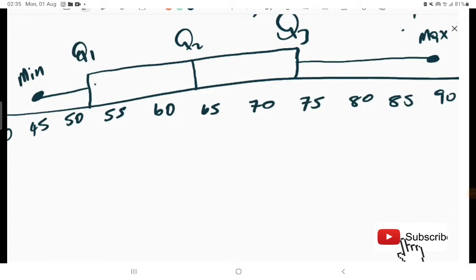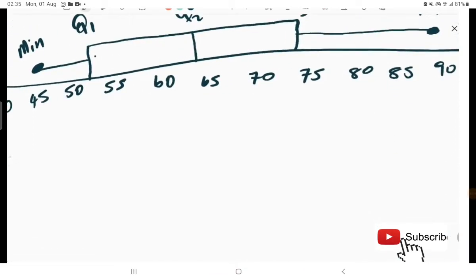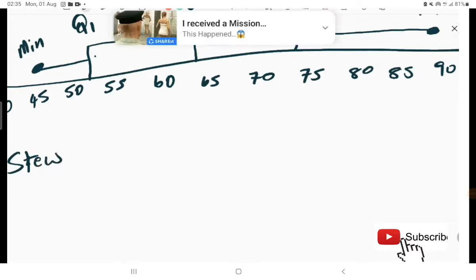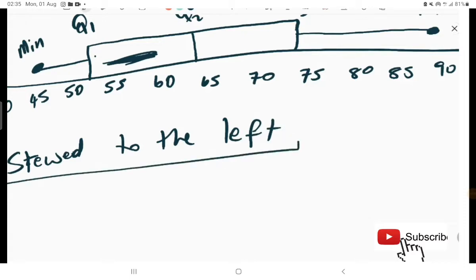Good. Now, we are to comment about the box and whisker diagram that we have drawn. This box is skewed to the left, because the left space is bigger than the right space. So we are done with this one. See you right in the next question.